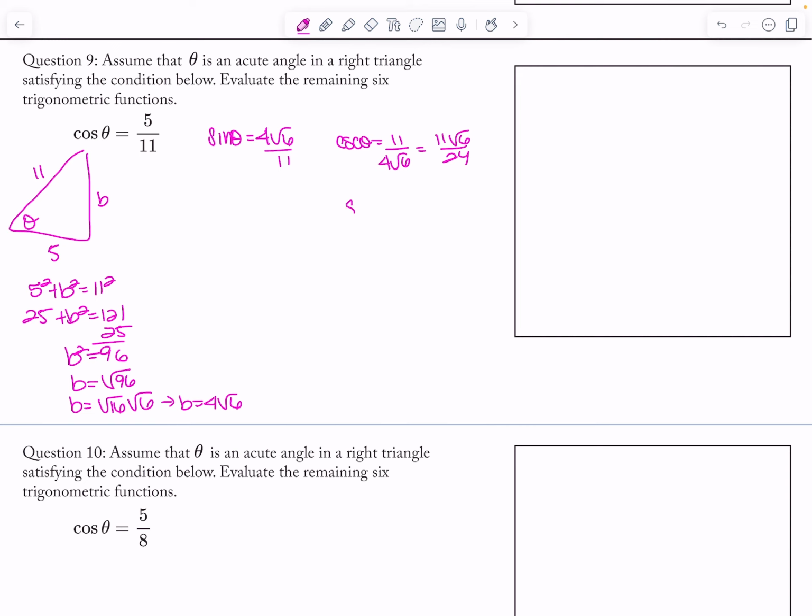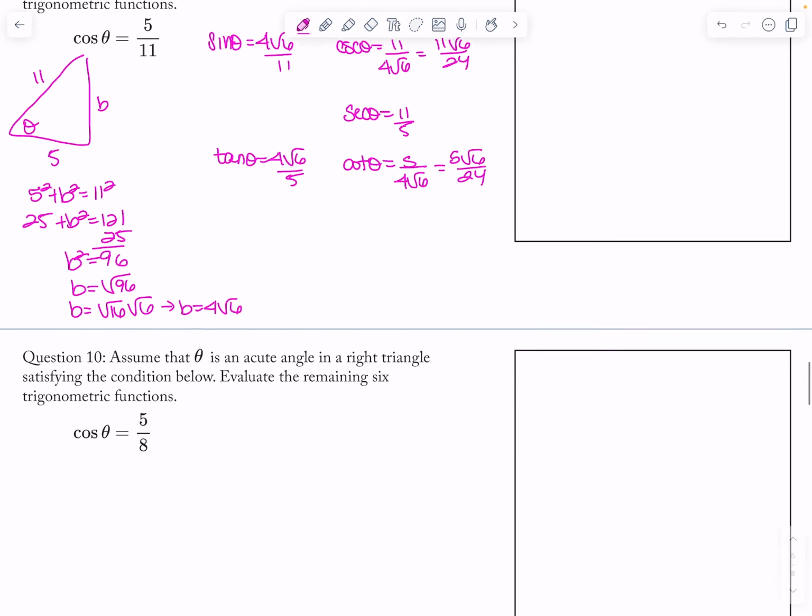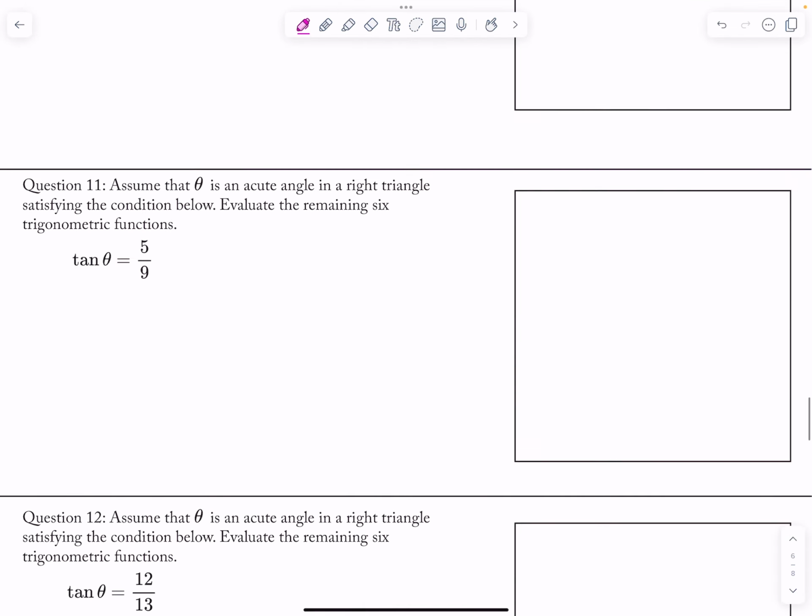Cosine of theta we already did, so secant of theta is equal to 11 over 5. And then tangent of theta is 4 root 6 over 5. So cotangent of theta is 5 over 4 root 6. Rationalize my denominator in my head, so 5 root 6 over 24. 11.